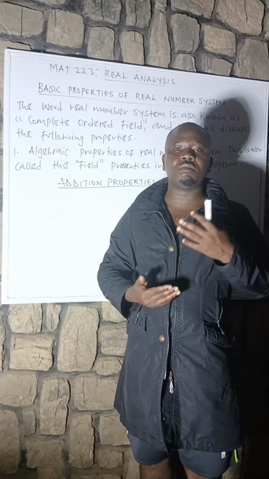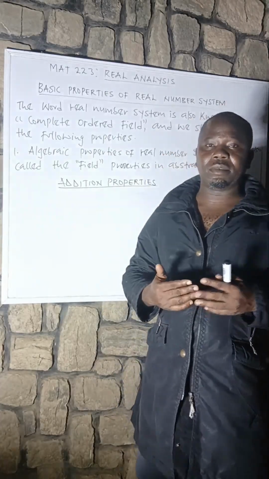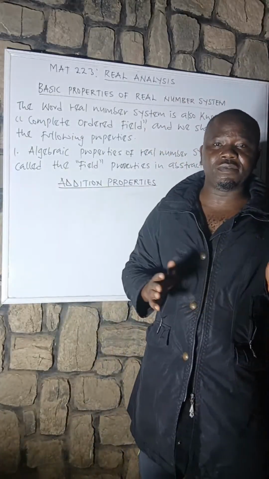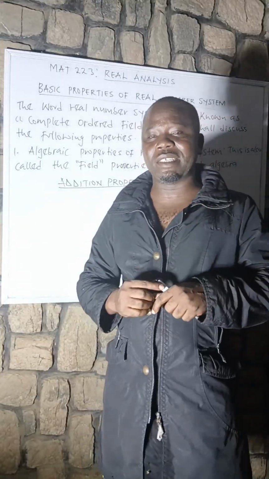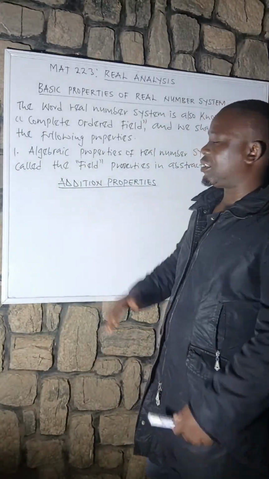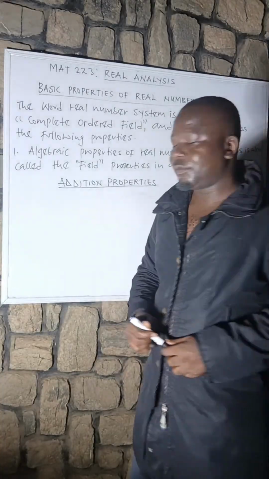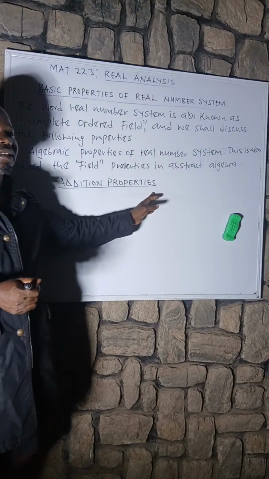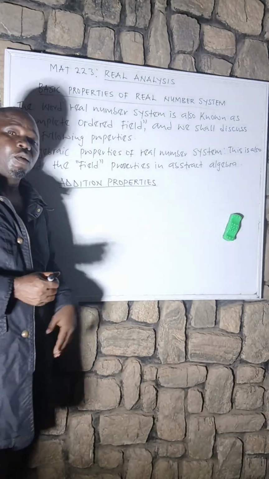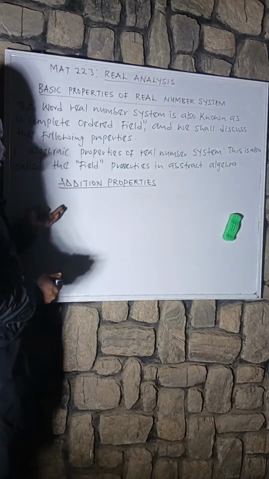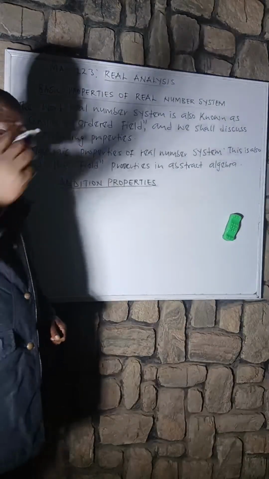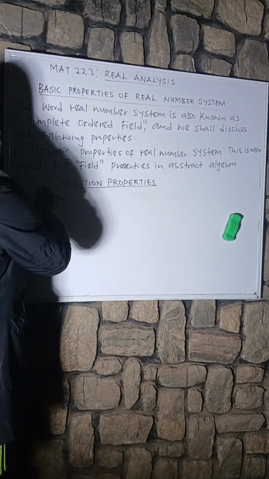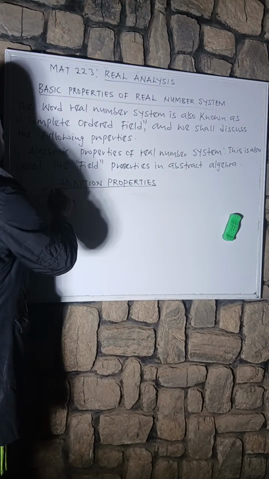So I will move gradually, step by step. I'm not going to rush you. But in case you have any question, please don't hesitate to ask. In addition properties, addition properties are talking about the commutative law. Let's exhibit the commutative law under addition properties. Is that clear?